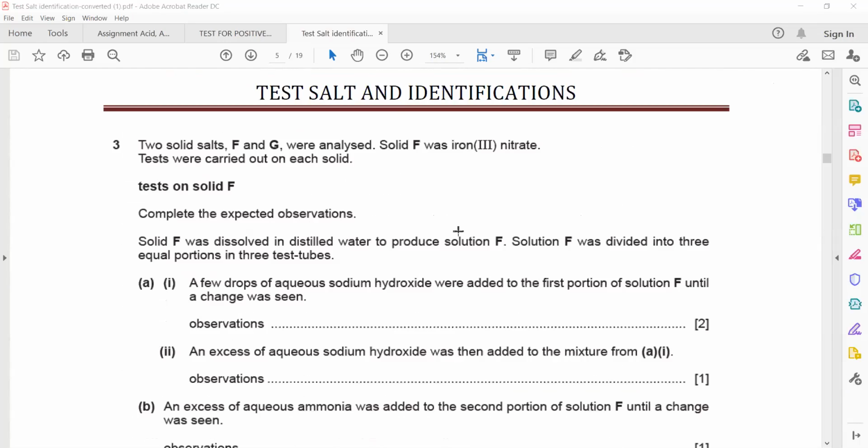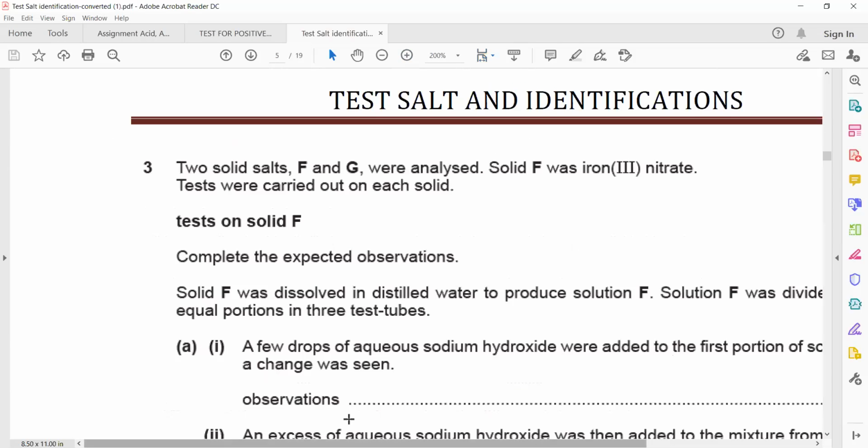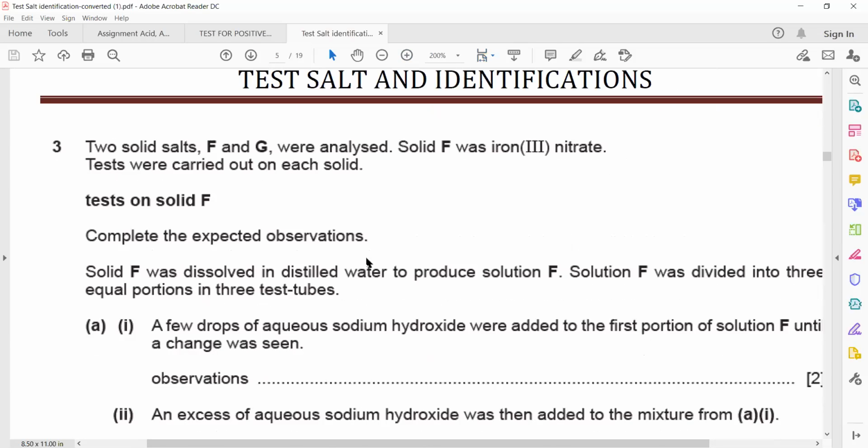Okay. Now how we will use, how the question will be there. This is a question actually from the exam paper, the past paper. You have 2 salts, F and G. So there are 2 salts, F and G, and were analyzed. F is iron 2 nitrate.